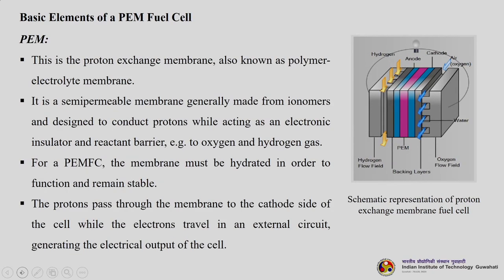The next one is the PEM, the membrane itself. So, this is the proton exchange membrane, also known as polymer electrolyte membrane. Many times people call it electrolyte. It is a semi-permeable membrane generally made from ionomers and designed to conduct protons while acting as an electronic insulator and reactant barrier, for example to oxygen and hydrogen gas. For a PEMFC, the membrane must be hydrated in order to function and remain stable. The protons pass through the membrane to the cathode side of the cell, while the electrons travel in an electrical circuit generating the electrical output of the cell.